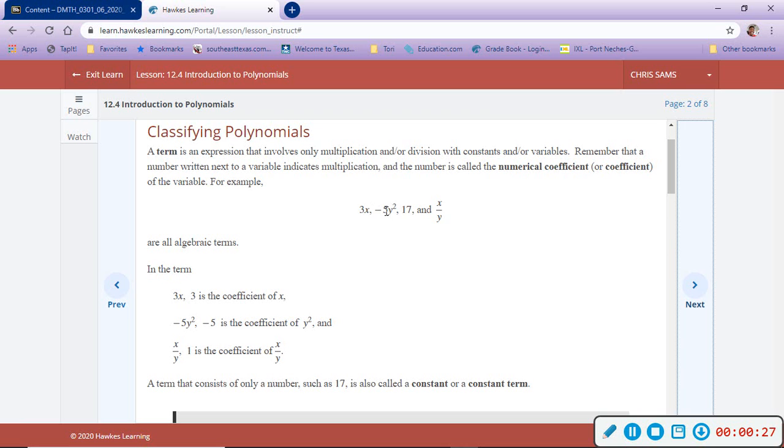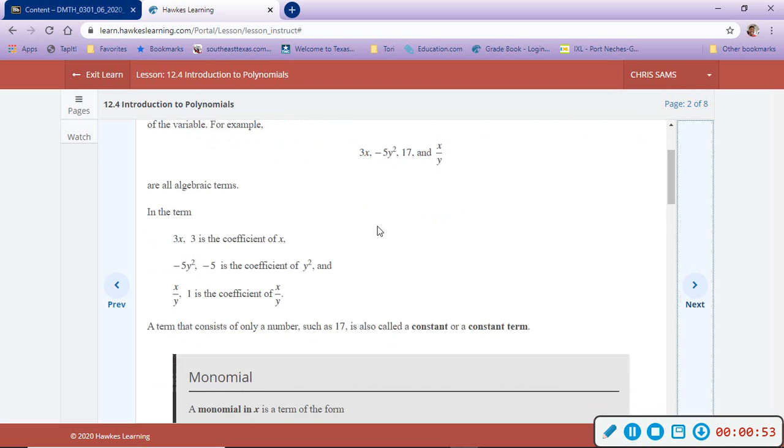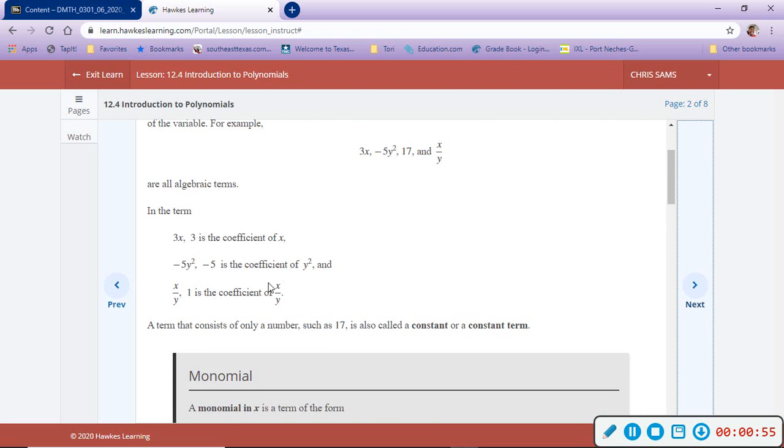3x, negative 5xy squared, just the number 17, and then you have x divided by y. The number out front is called the coefficient, so we'll start talking about that. This x has a coefficient of 3. This y squared has a coefficient of negative 5. Even this fraction right here, x over y, has a coefficient. It's understood to be a 1. So they're pointing that out here.